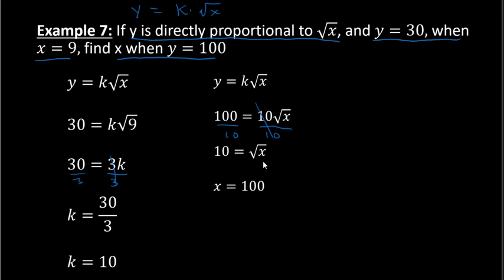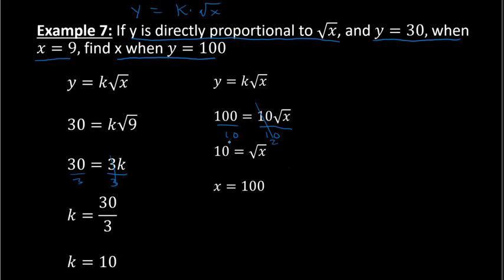Because the square root of 100 would equal 10. Another way I could have thought through that is I know I need to get rid of the square root, and I do the opposite of square root, which is squaring. So I can square both sides.